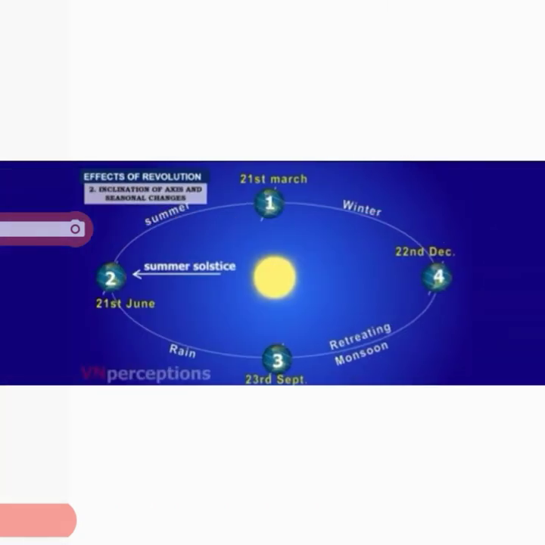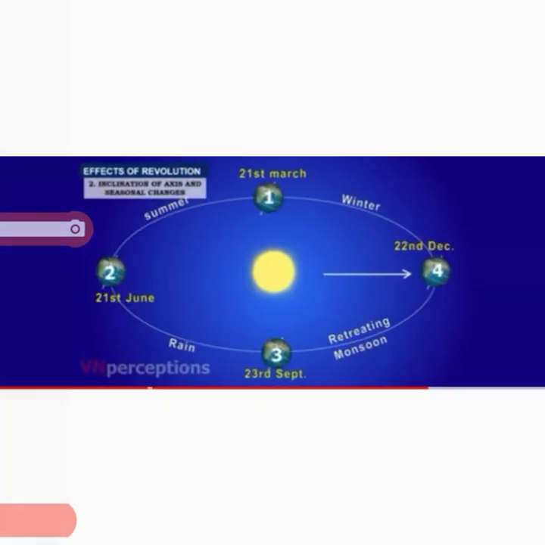On 21st of June, the vertical rays of the sun fall on the Tropic of Cancer. This is the maximum inclination of the earth's axis of the northern hemisphere towards the sun, and this is referred to as summer solstice. What is it, children? Summer solstice, 21st June. As we come to the third position, again the day and night are equal, and in this the entire earth has equal day and night.